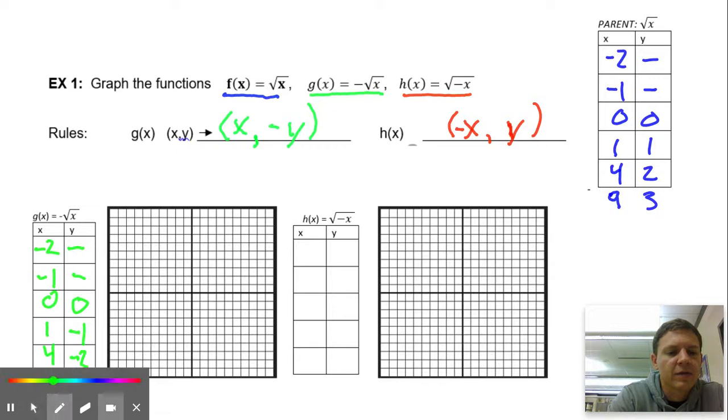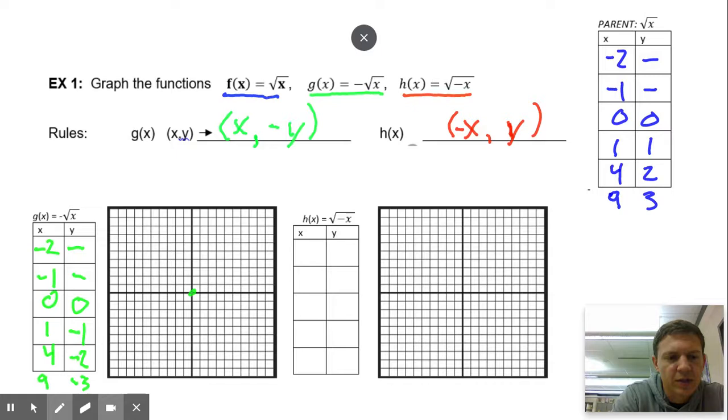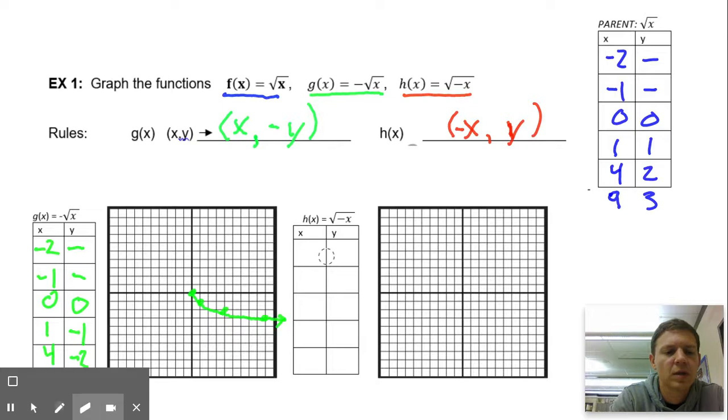Okay, if I go ahead and graph those, we've got 0, 0, 1, -1, 4, -2, and 9, -3. Okay, and that should look like the reflection of our original parent function, the square root of x. This reflection through the y-axis.